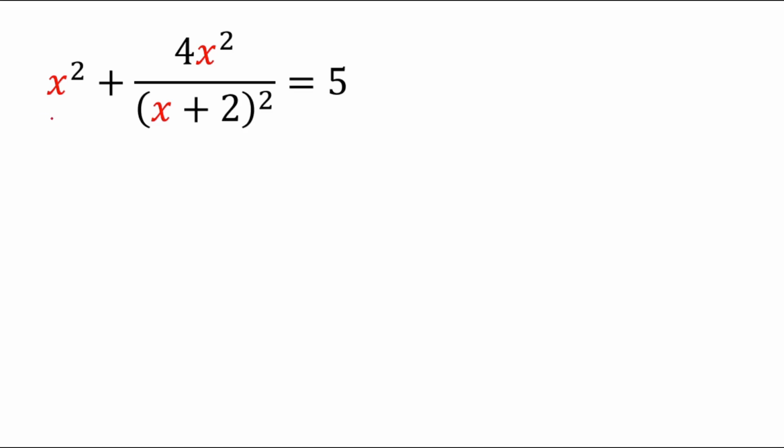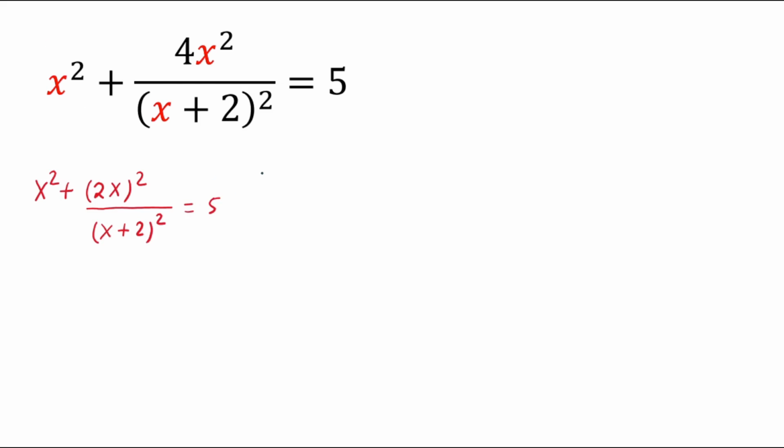Students, in this video we are going to solve x square plus 4 times x square divided by x plus 2 whole square, this is equals to 5, and here we will find out the value of x. x square plus 4 times x square is same as 2 times x bracket power 2 and divide by x plus 2 bracket power 2, and this is equals to 5.